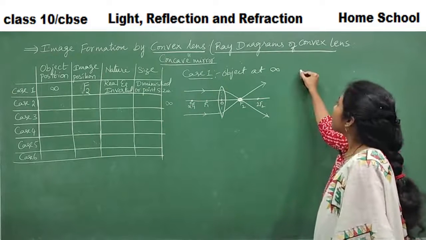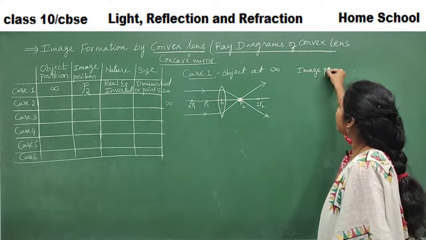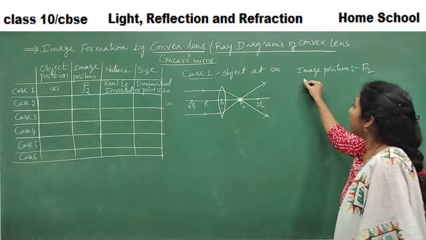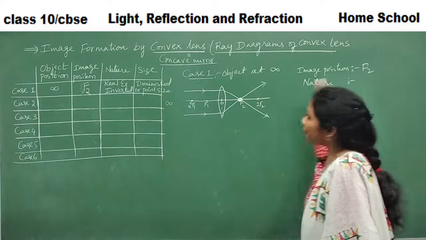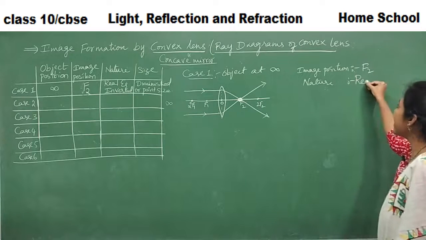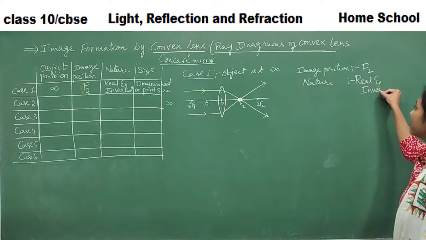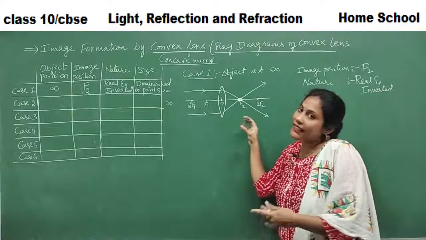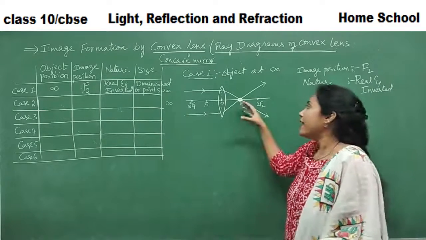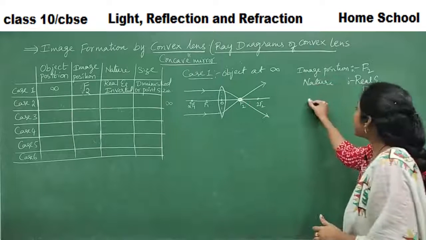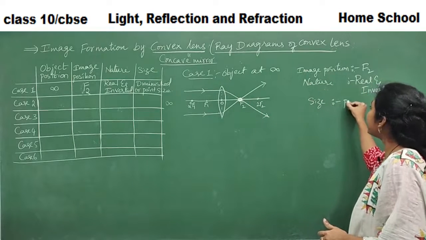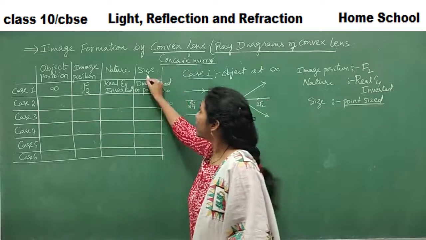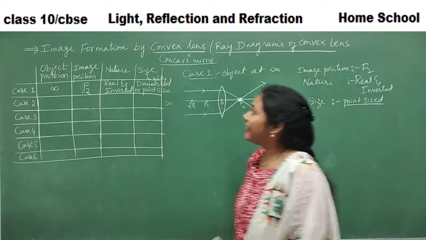Let me write here also: image position is F2. It is formed at the focus. And what is the nature of the image? The nature of the image is real and inverted. Because wherever converging takes place, if the image is formed on that side, it will remain a real image, and real images are always inverted. And what is the size of the image? Size is point sized, or you can also say highly diminished. I will call point size as highly diminished.